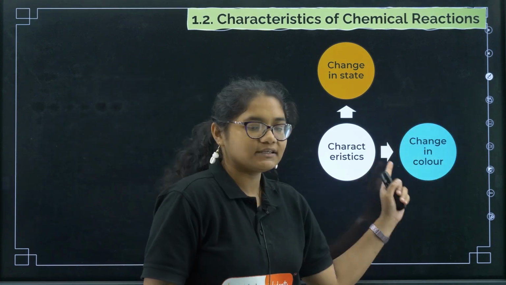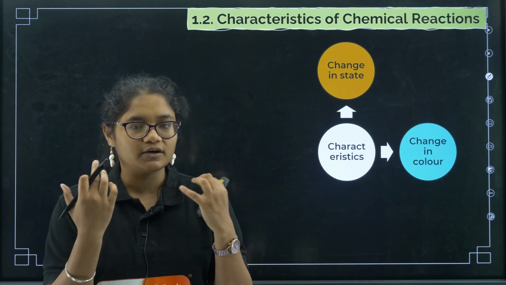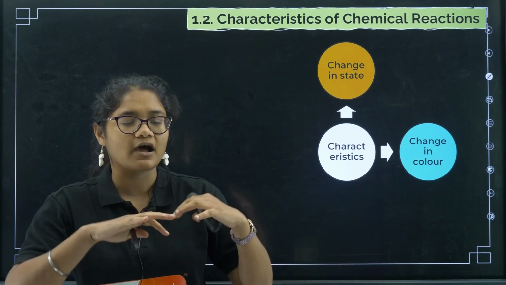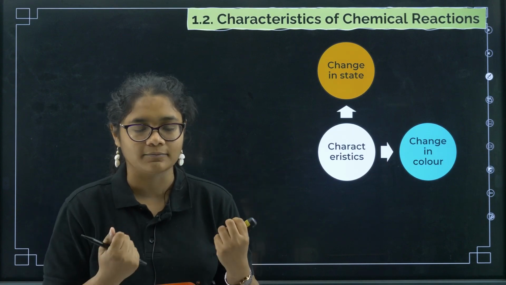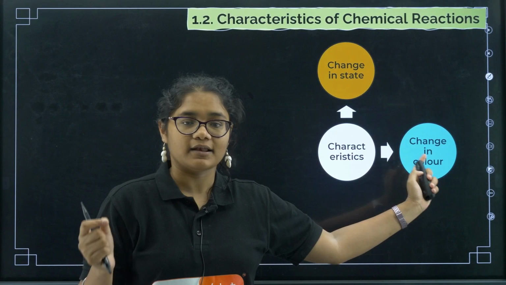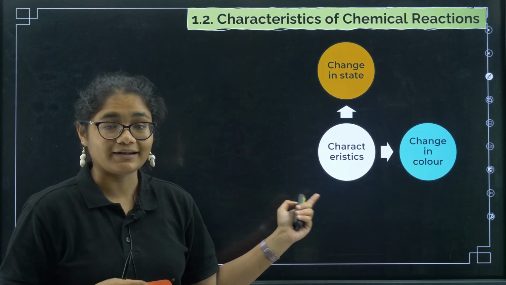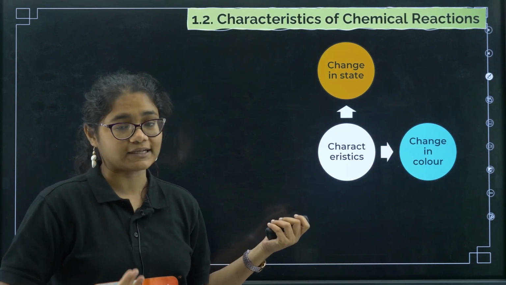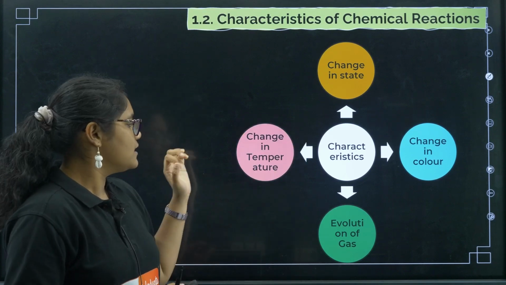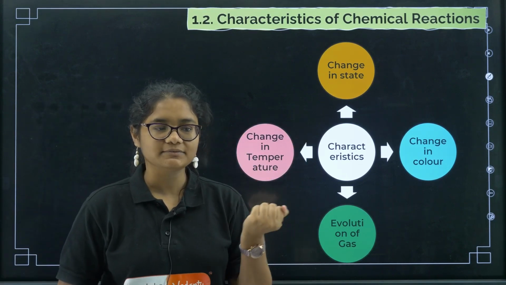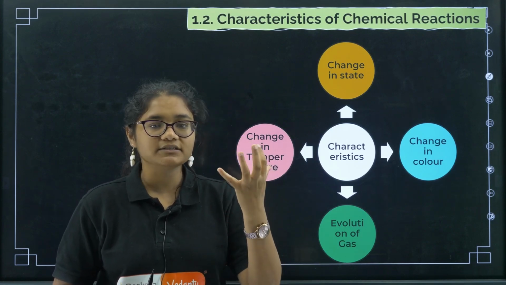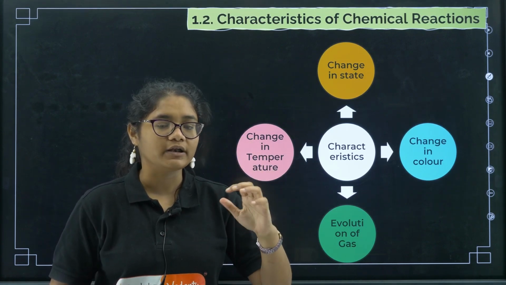Next is change in color. The color of the reactants can change. Suppose you take a blue color solution, add a reactant, and after some time a brown color has appeared. Then you can identify that the change in color demonstrates that a chemical reaction has taken place. Next, evolution of gas, already explained. Next, we have change in temperature. Sometimes after the reaction is over, the temperature has either become very cold or hot.